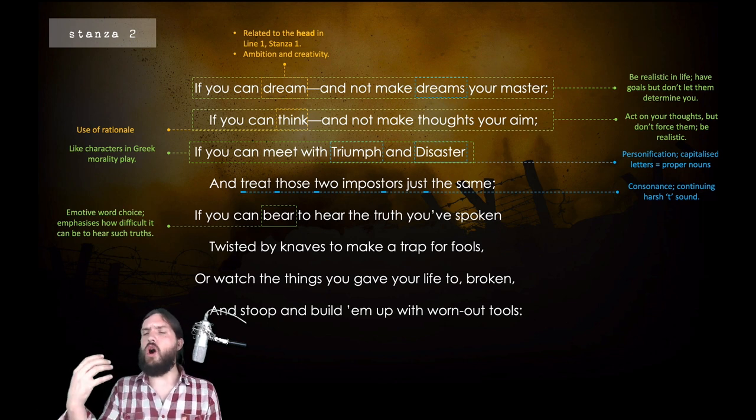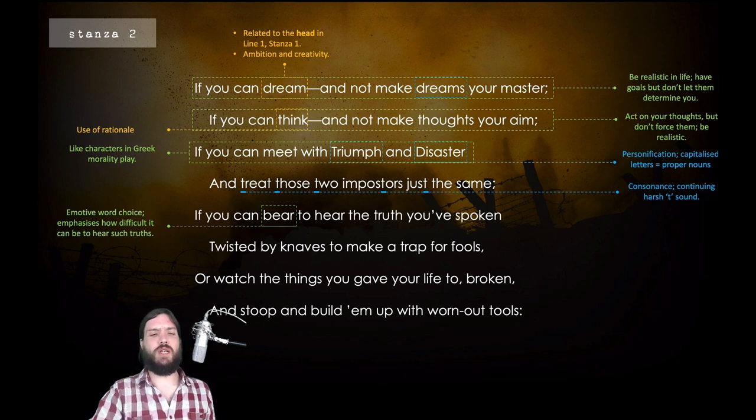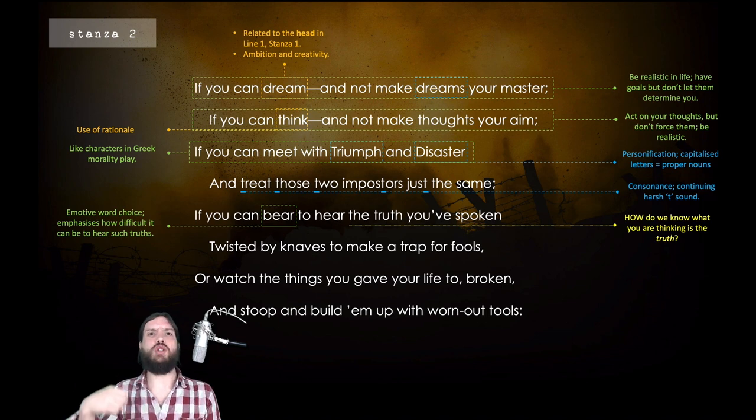When you are honest about something and someone else distorts what you said and tells it to somebody else to make you look bad. So if you can bear to hear the truth you've spoken twisted by knaves and made a trap for fools. My question here though, how do we know what we are thinking is the absolute truth? He's implied beforehand, listen to others but don't necessarily accept it. Remain resolute in your beliefs.